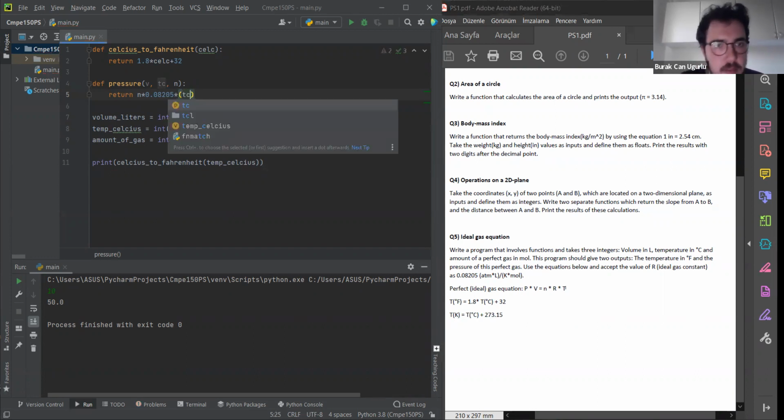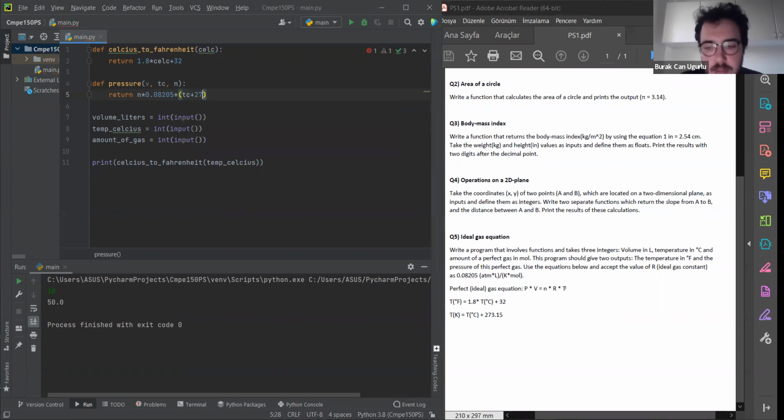Tc plus 273.15 is equal to the Tk value, which is the temperature in Kelvin, and we are dividing it by the volume in liters, just like this. So this part of this function should return us the value nRT divided by volume as the pressure of this perfect gas, and we can print it.